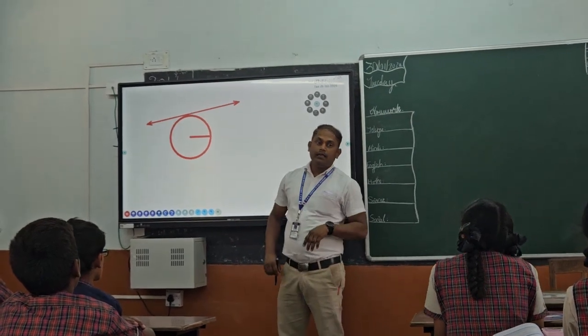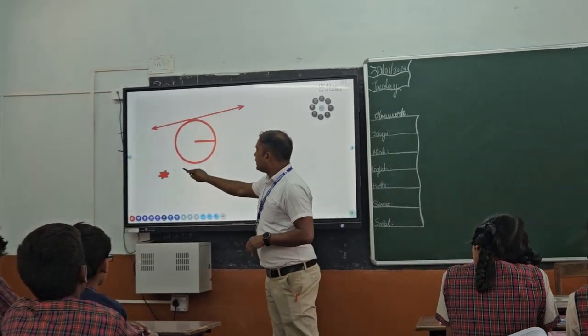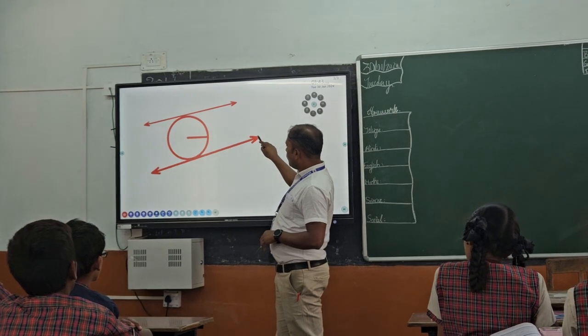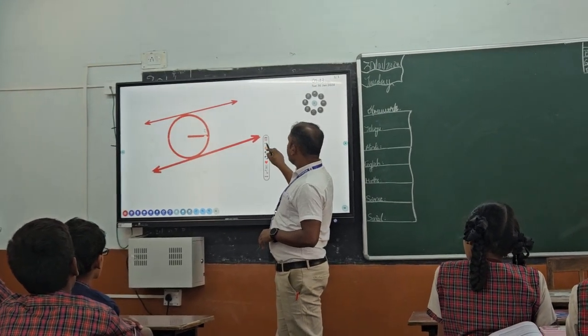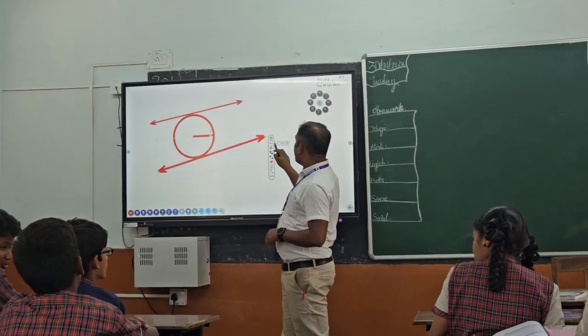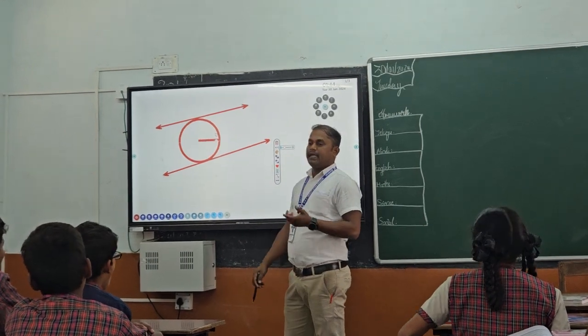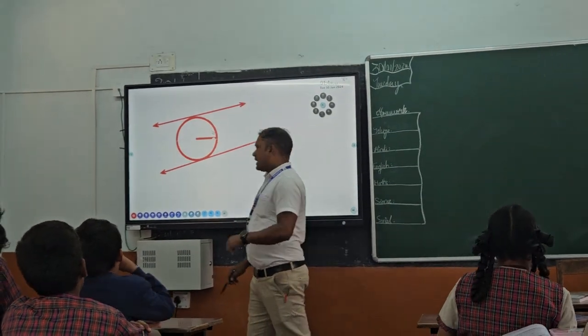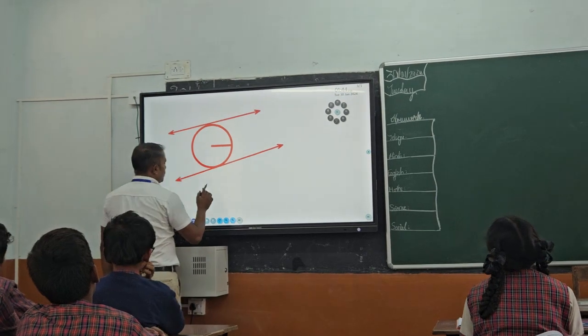The two lines' distances are not equal. So how many tangents can we draw parallel? Only one. We can draw only one parallel tangent to a given tangent. So parallel to a tangent, how many tangents can we draw? One.